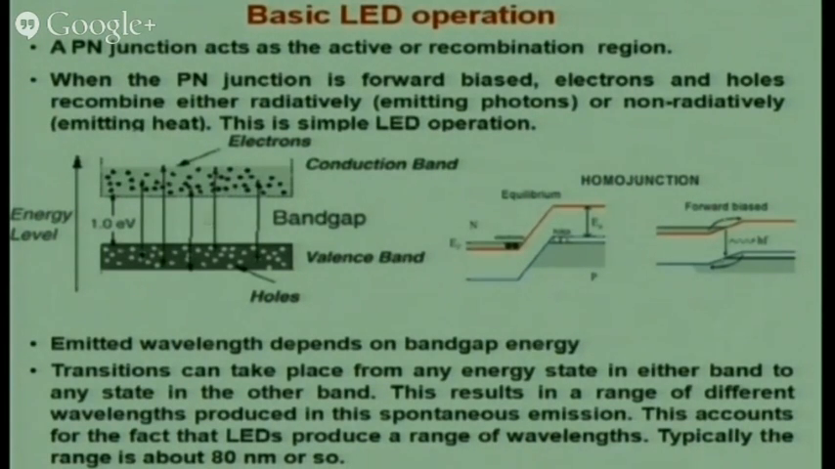That means it can emit a number of wavelengths based on the band gaps, right? So it produces a spontaneous emission. It produces a band of wavelength output from the LED. So it is an incoherent source, plus it produces a band of wavelengths.